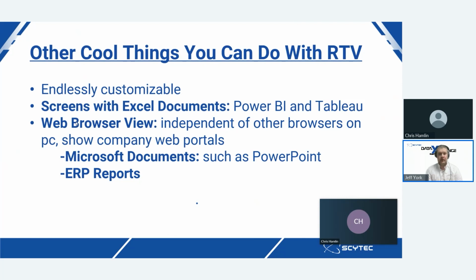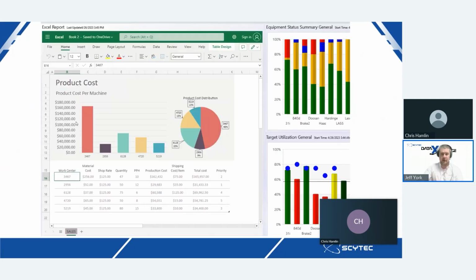We also have a web browser view, and this is independent of the other browsers that you already have on your PCs. This is good for company web portals for people to log in, punch their time clocks and do some other reporting straight from the RTV as well. Next up, we can also have Microsoft documents such as PowerPoint and Word inside there. And for those of you that have your ERP integrated with Scytec DataXchange, you can also get some reports inside of the RTV as well.